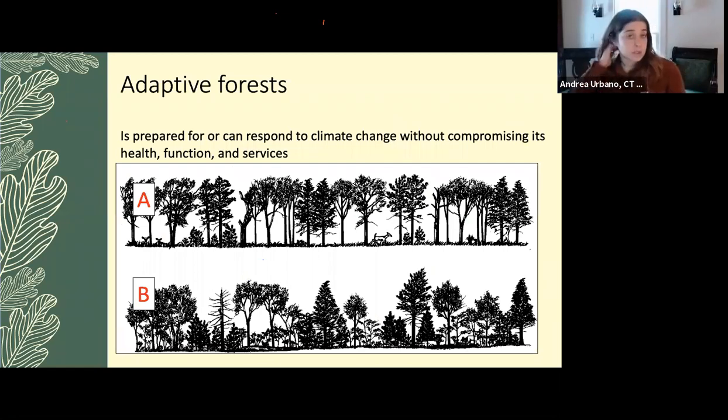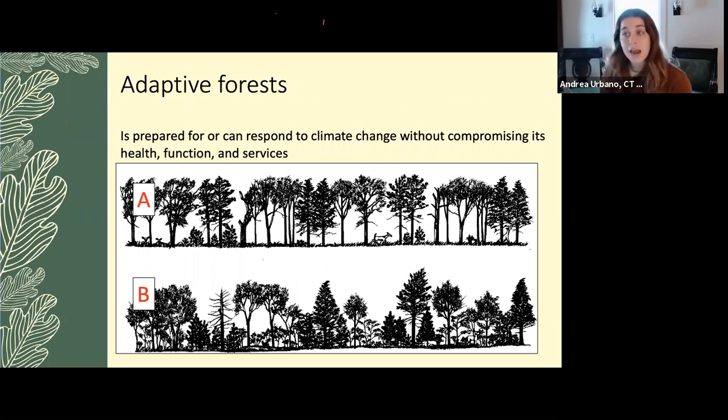So what is an adaptive forest? Well, an adaptive forest is one that is prepared for or can respond to climate change without compromising its health, function, and services. Our forests provide us a plethora of ecological, social, cultural, and economic services. What makes a forest adaptive or resilient? Let's look at A or B. In your opinion, which of these two forests would be more resilient to a disturbance or adaptive to change?